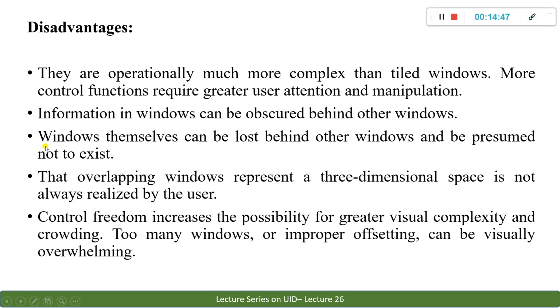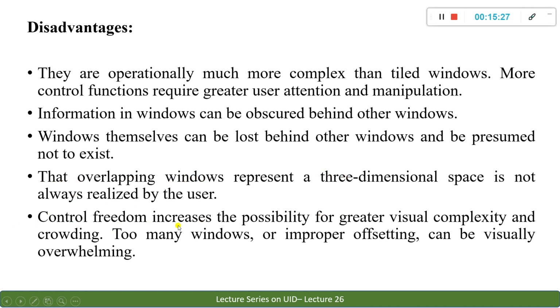Next is windows themselves can be lost behind other windows and can be presumed not to exist. If you have a very small window which has gone behind and on that you have a very large window, you might not know that the small window is present. Okay, you might forget that, right? Next is that the overlapping windows represent a 3D space, which is not always realized by the user. So no doubt you're trying to perform a 3D kind of a thing, but the user may not always recognize that. That is not so possible.